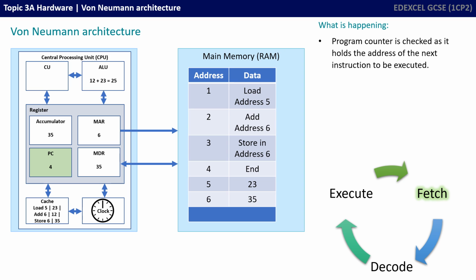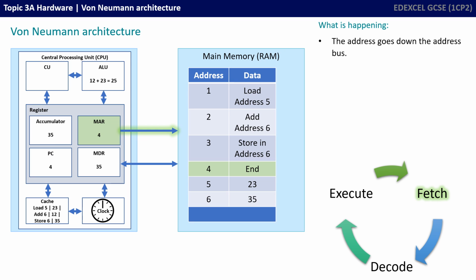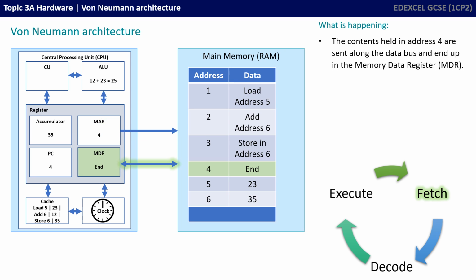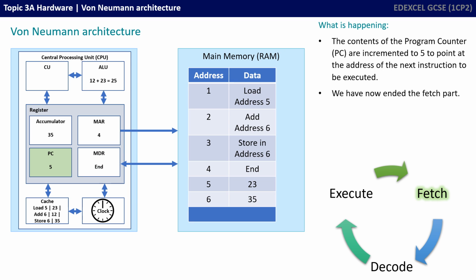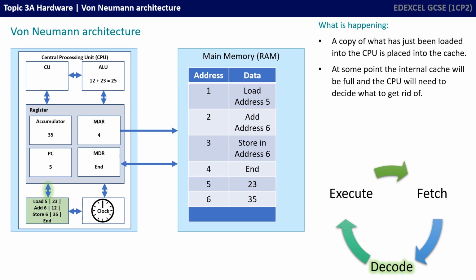We're on our final fetch execute cycle now, and again the program counter is checked as it holds the address of the next instruction to be executed. The address is copied into the memory address register. The address goes down the address bus. The contents held in address 4 are sent along the data bus and end up in the memory data register. The program counter is incremented to 5 to point to the address of the next instruction to be executed. Again, we've ended the fetch part. A copy of what's just been loaded into the CPU is placed into the cache.